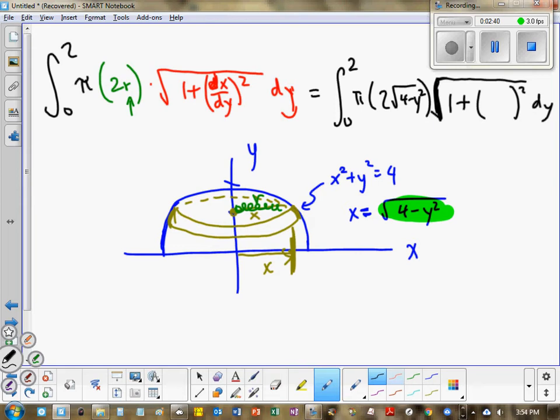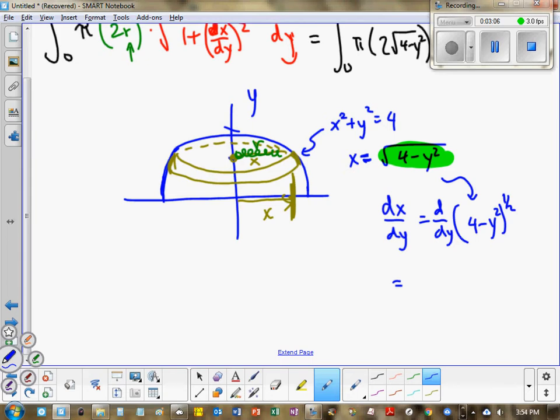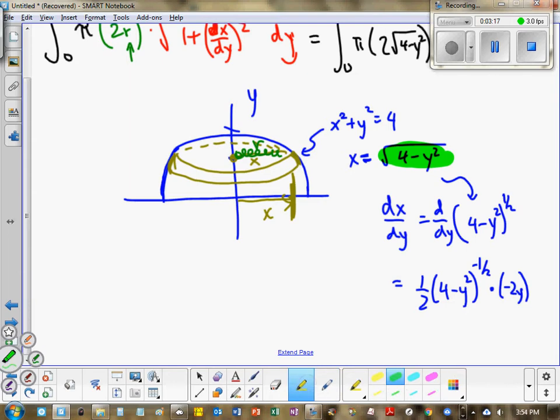Now let's ask what is dx/dy. I gave a little spiel about this during third period already: dx/dy can either mean flip your dy/dx, or it can mean get your x by itself and differentiate both sides. I recommend that we think of it as differentiating this expression. This way we'll get an answer in y's and it'll fit nicely with this problem. So we bring the half to the front: 4 minus y squared to the negative half power, times the derivative of the inside, which is negative 2y. Since we have y's here and y's here, there's no reason to use a y prime.